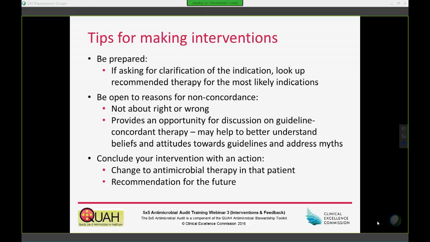that can then be targets for improvement and address any myths that the prescriber might have on the effectiveness of certain antimicrobials or the safety profile of certain antimicrobials. It's always a good idea to conclude your intervention with an action. So this might be changing antimicrobial therapy in that particular patient that you're auditing, or it might be a general recommendation for the future. So say if you're making an intervention about documenting the indication for therapy, you might want to conclude your discussion with saying to the prescriber, in future would you be able to document the indication for antimicrobial therapy in the notes so that everyone on the team understands what the patient is on that antimicrobial for.